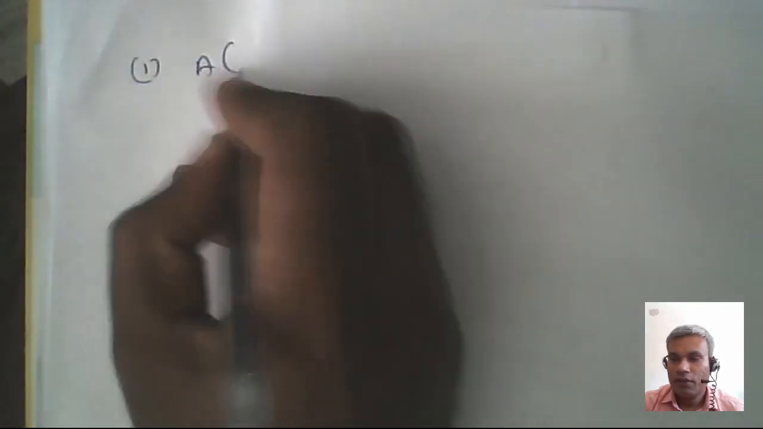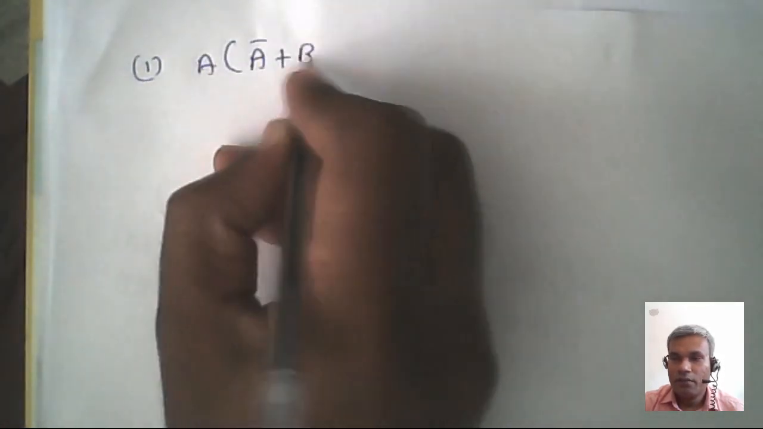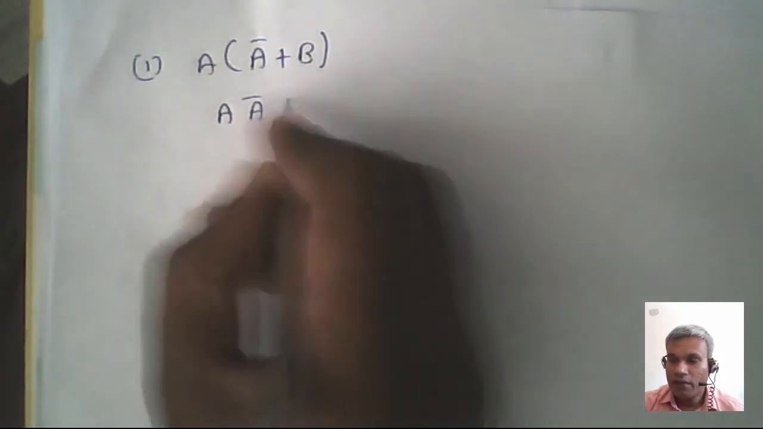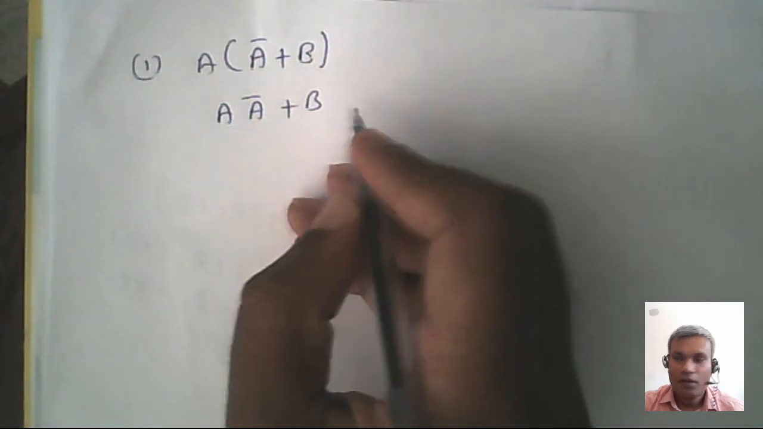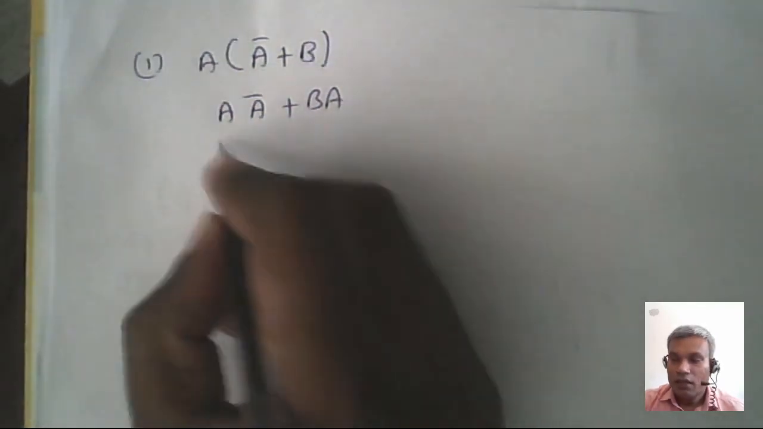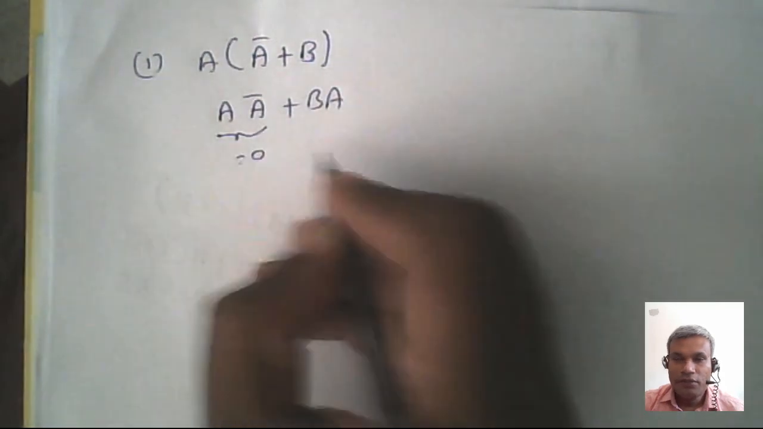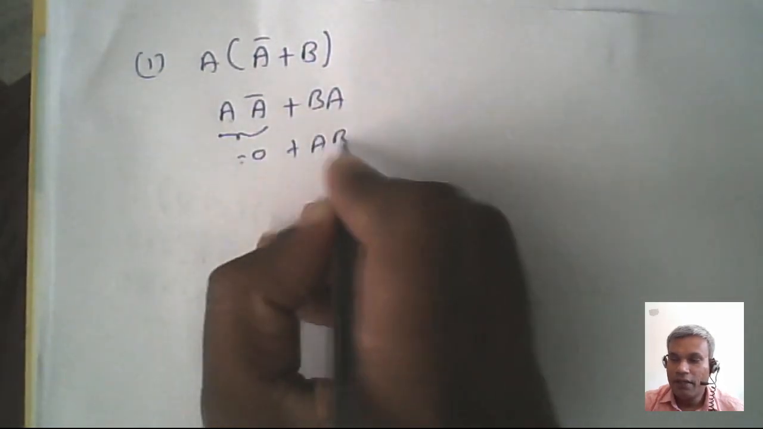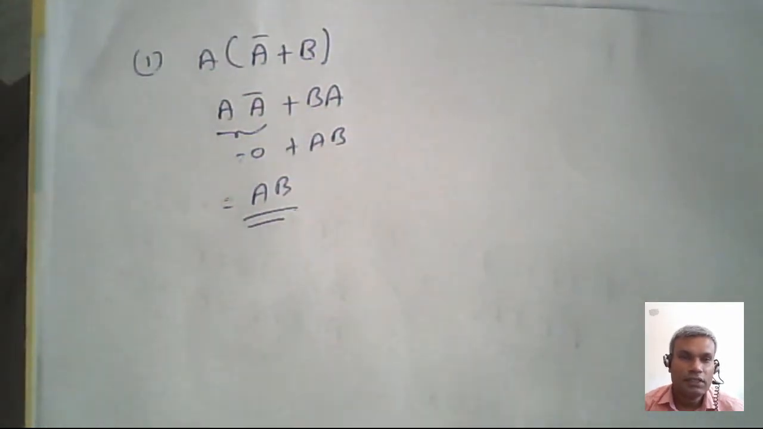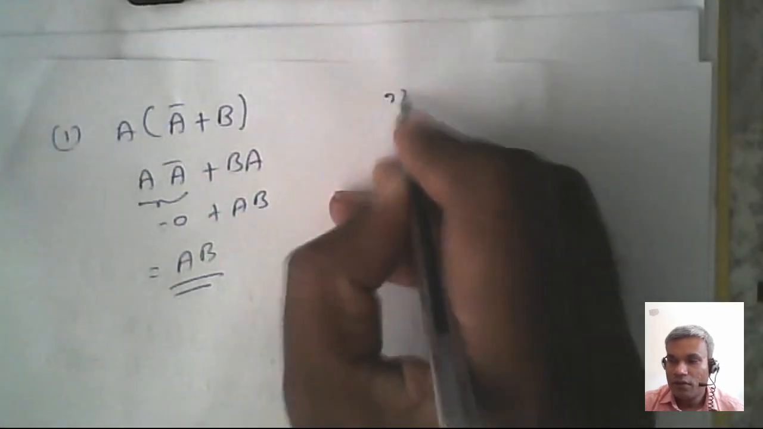Our first question is a into a bar plus b. So this is very straightforward. So a dot a bar plus b, a times b, let's put it here. So a dot a bar is 0. So 0 plus ab is equal to ab. So that is quite easy. What about the second one?